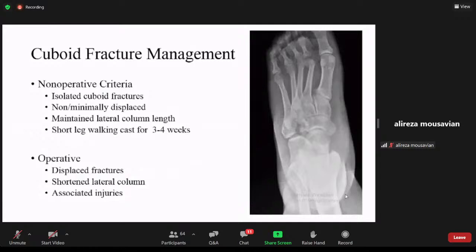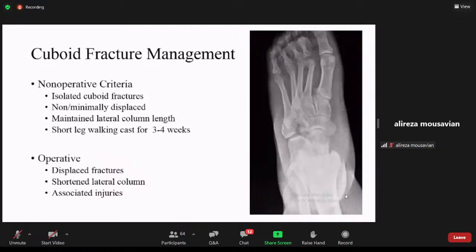In the management of cuboid fracture, lateral column length and preserving lateral column mobility are important. Any displacement of the fracture can cause degenerative arthritis of the calcaneocuboid or 4th and 5th TMT joint, which is poorly tolerated. Any displaced fracture or shortening of the lateral column is an indication for operative treatment.